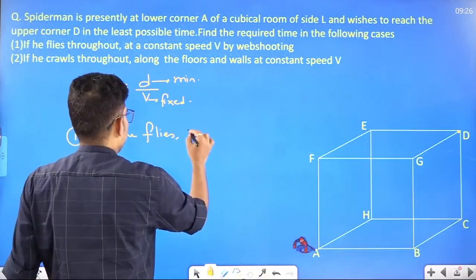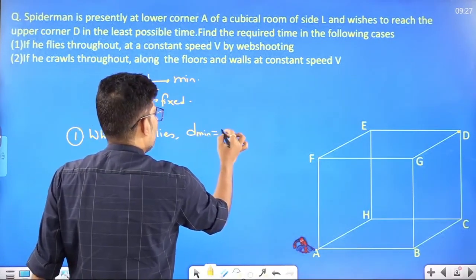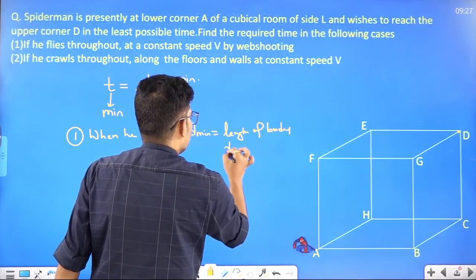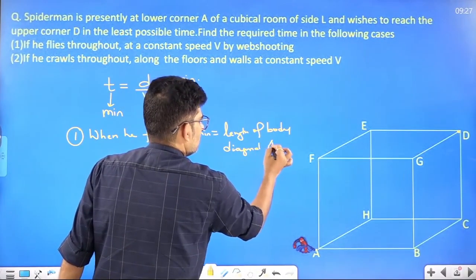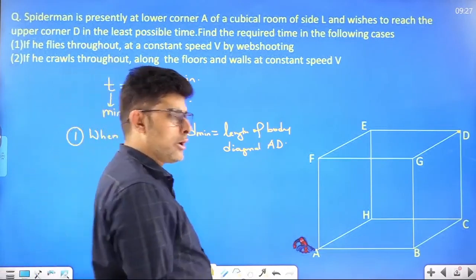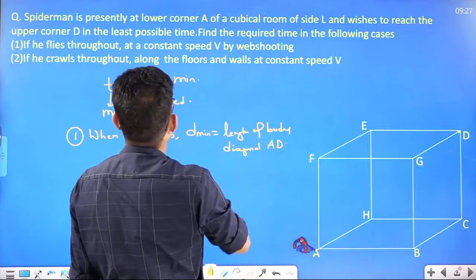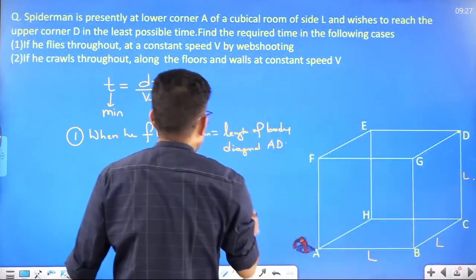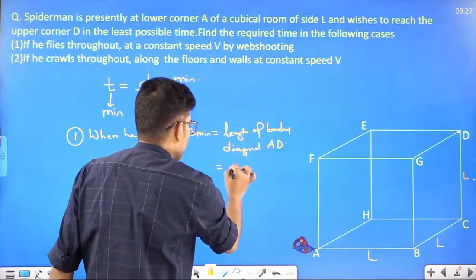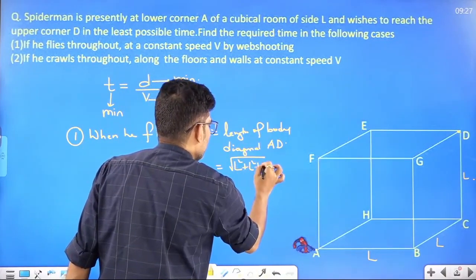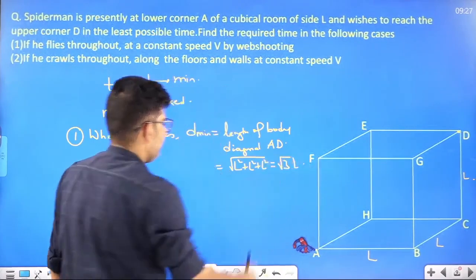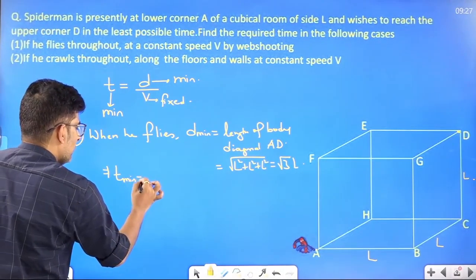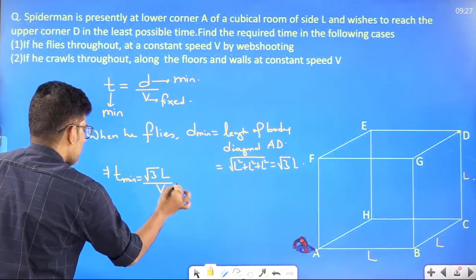So when he flies, the shortest distance, d minimum, will be the length of the direct body diagonal AD. Now you all know the formula, yes. Now this is given as a cubicle room of length L. So the body diagonal, if the lengths are L, will be under root of L square plus L square plus L square. How much will it be? Under root of 3L square, that is root 3 L. So in this case, what is the minimum time? It will be root 3 L divided by v.